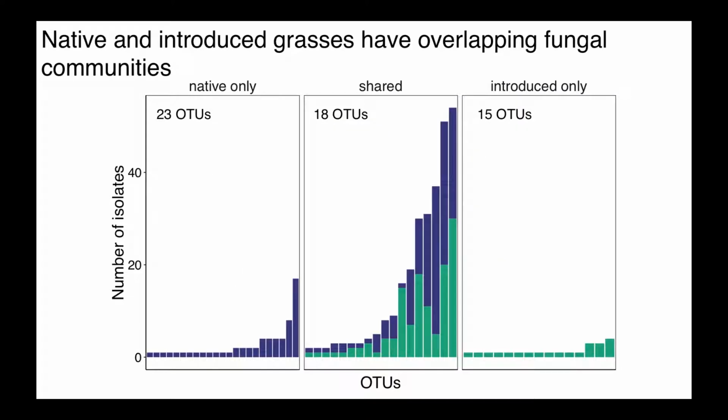So our first result that we found is that there was a lot of overlap in the OTUs that were isolated from both native and introduced species. So we're seeing a lot of sharing of the same pathogens, especially if you get rid of all of these ones, which were only isolated once in our whole data set.